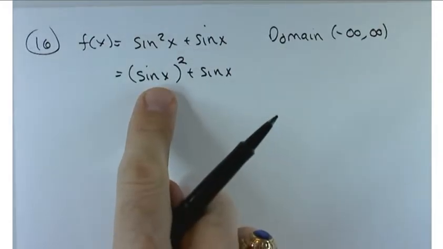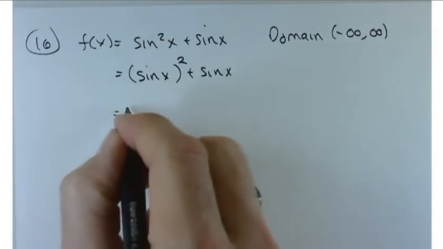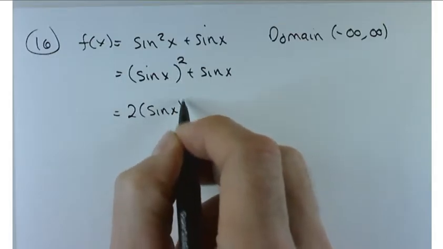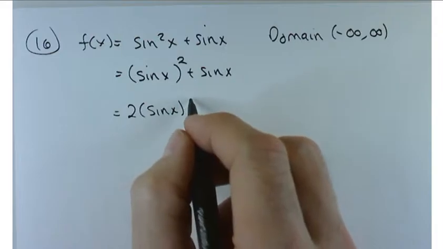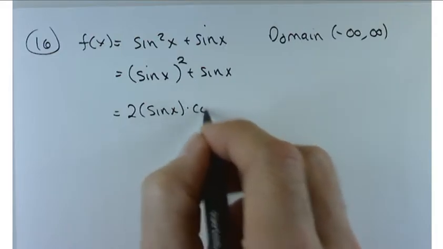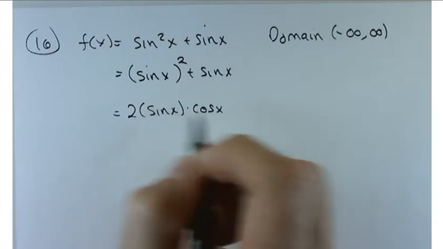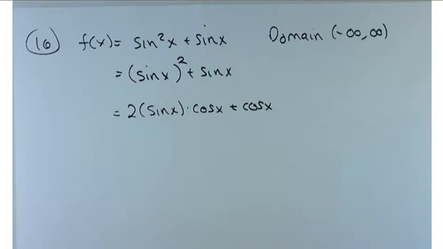Let's apply the chain rule to this. What's the outside function? The squared. So 2 times sine of x to the first power. I'm not going to write that first power. Times what? Times cosine of x. Good, that's the derivative of the inside. So this is the derivative of the outside times the derivative of the inside plus cosine of x again. Great.